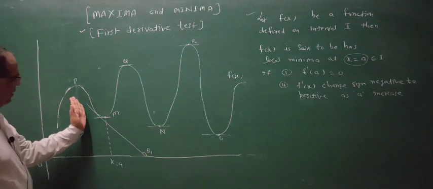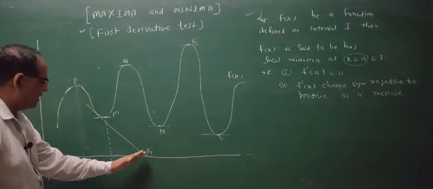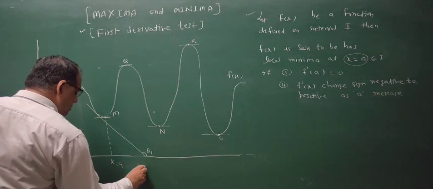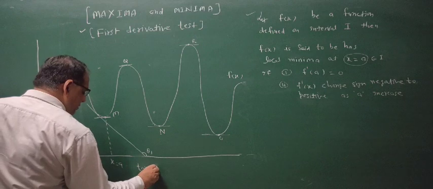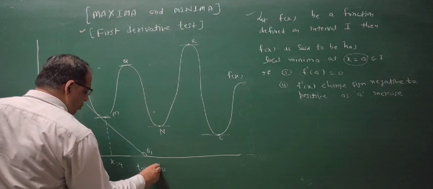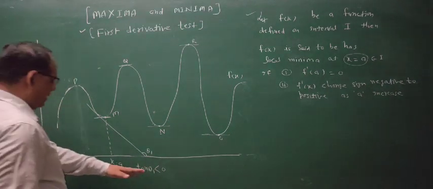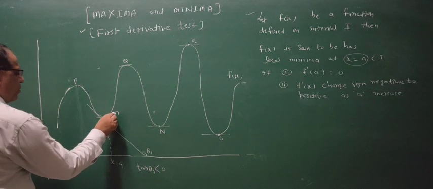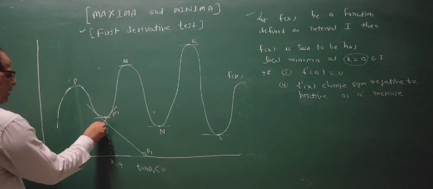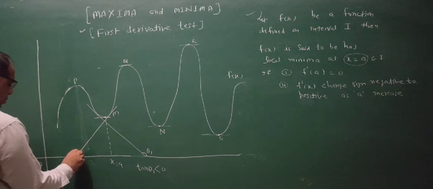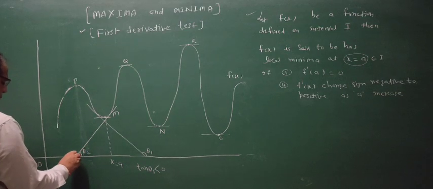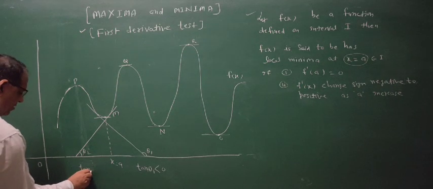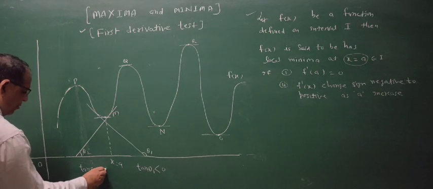Theta 1. Clearly we are observing the tangent make obtuse angle with the positive x-axis. That means tan theta 1 is less than 0, because for obtuse angle tan becomes negative. And similarly after x equal to a, we draw a tangent. This make acute angle with the positive x-axis. Here clearly tan theta 2 is greater than 0.